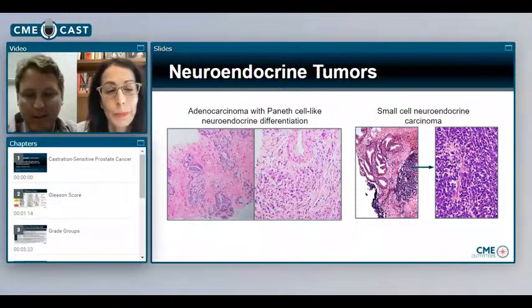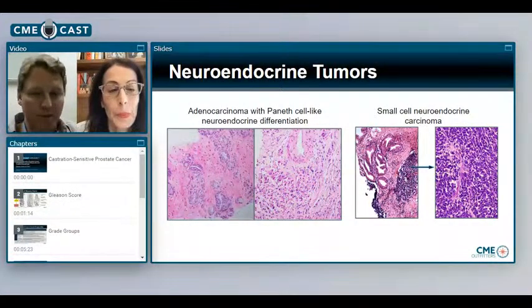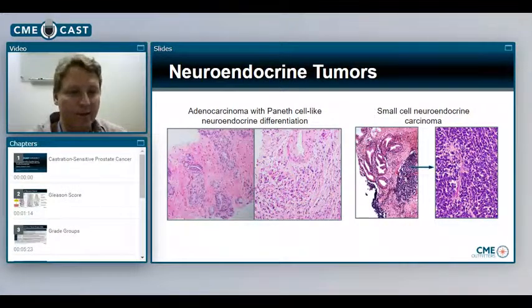Sure. So neuroendocrine carcinoma, or adenocarcinoma with neuroendocrine features, can be quite challenging, especially high-grade neuroendocrine carcinoma, because it can look very similar to high-grade acinar adenocarcinoma, which can sometimes give you this immature look. It can be fragile and fracture and just be very difficult. So small cell carcinoma can be difficult.